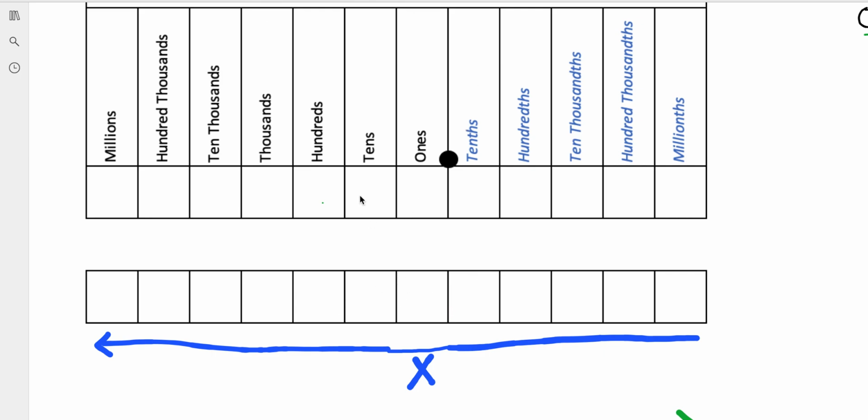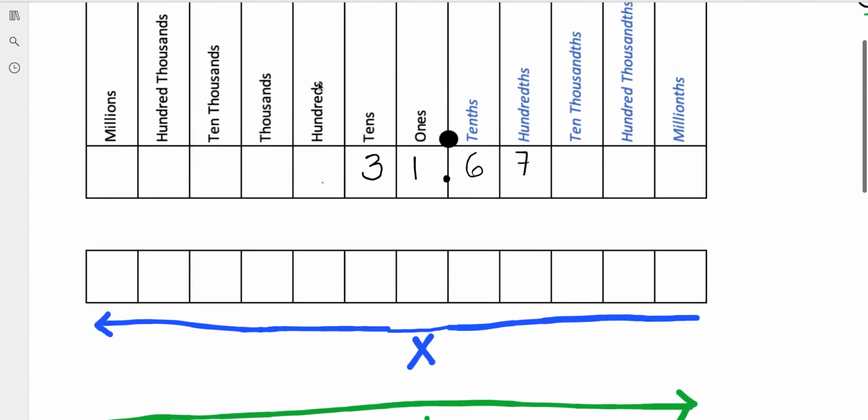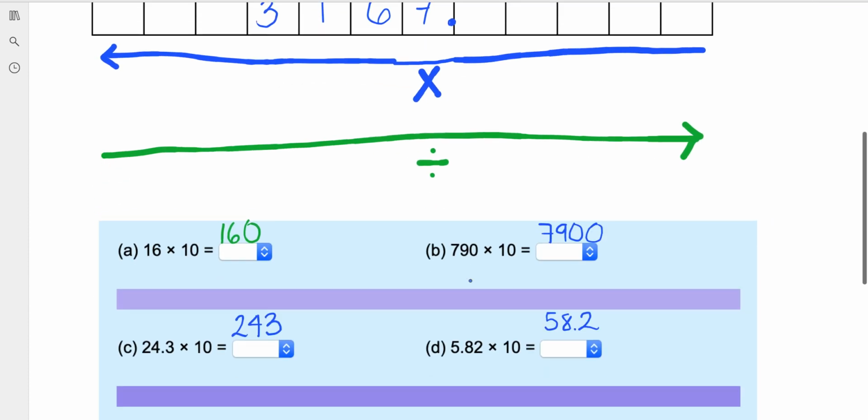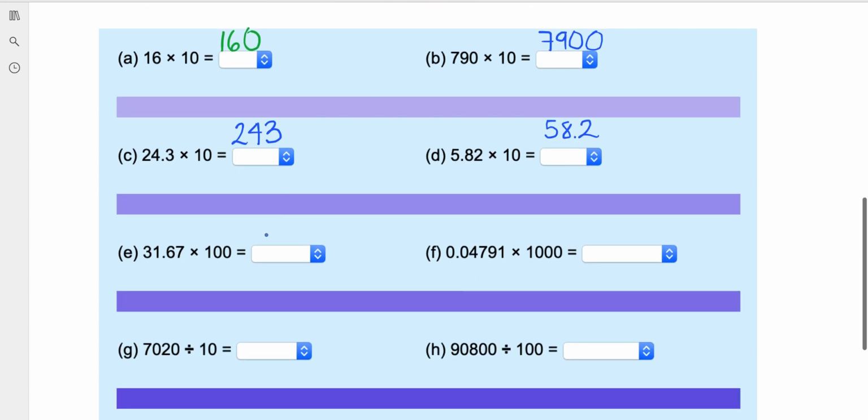Okay, so $31 and 67 hundredths multiplying by 100. So again, multiply by 100, I have to move to the left, but now it's by 100, so I have to move twice. So once, twice, 3. Once, twice, 1. Once, twice, 6. Once, twice, 7. And my decimal place remains in the same place, but I don't have to write it down. So my answer is 3,167.